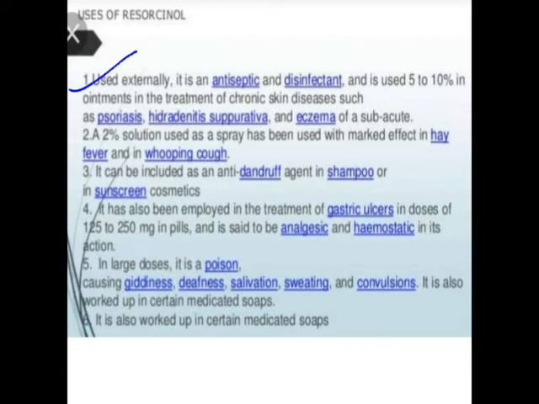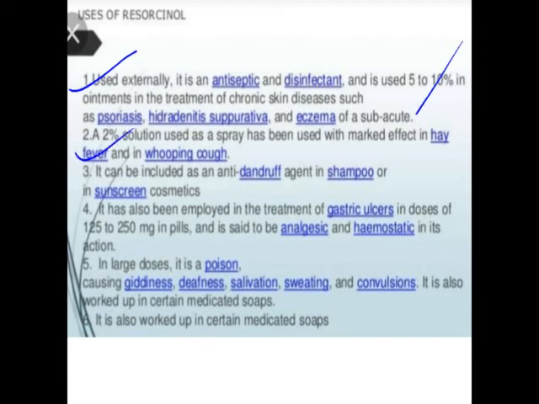सो स्किन डिसीजेससाठी जे ऑइंटमेंट वापरतो आपण त्या ऑइंटमेंटमध्ये 5 ते 10% रिसॉर्सिनॉल हे प्रेझेंट असतं. सो इट इज यूज्ड ॲज अ अँटीसेप्टिक ॲज वेल ॲज द डिसइन्फेक्टंट. सो डिसीजेस सजेस्ट सोरायसिस असेल, एक्झिमा असेल, सुप्रावायटिया असेल. सो फॉर दॅट we can use the ointment which consists of the 5 to 10% solution of the resorcinol. That is the first use.